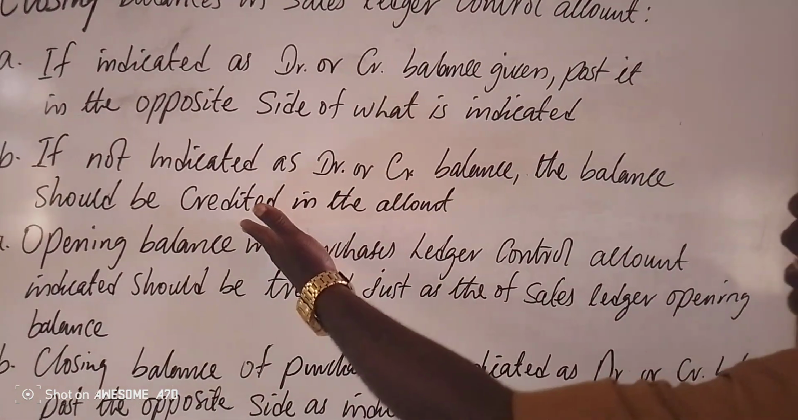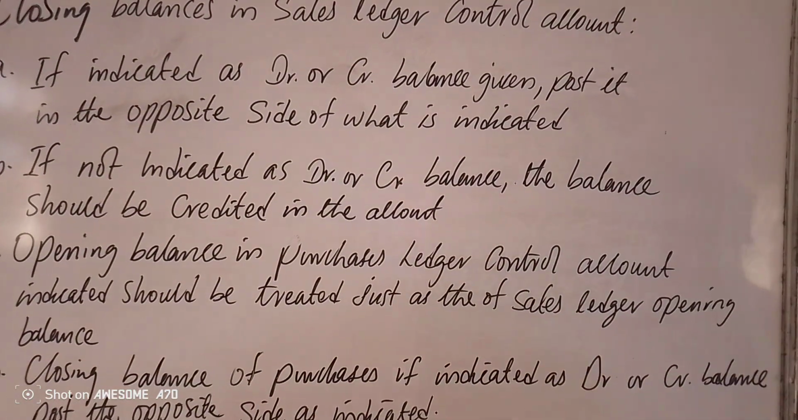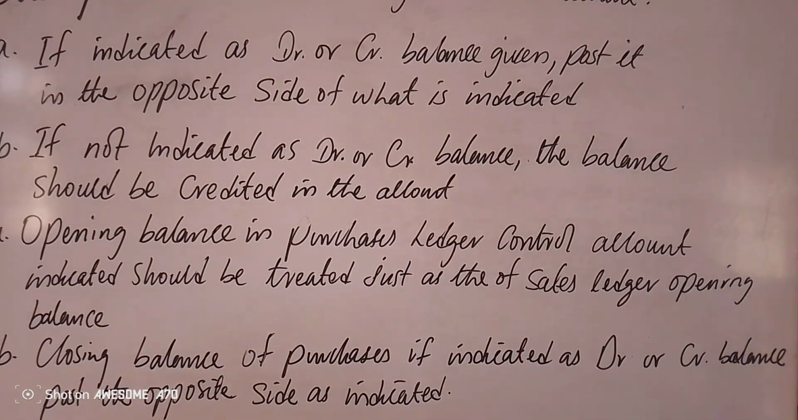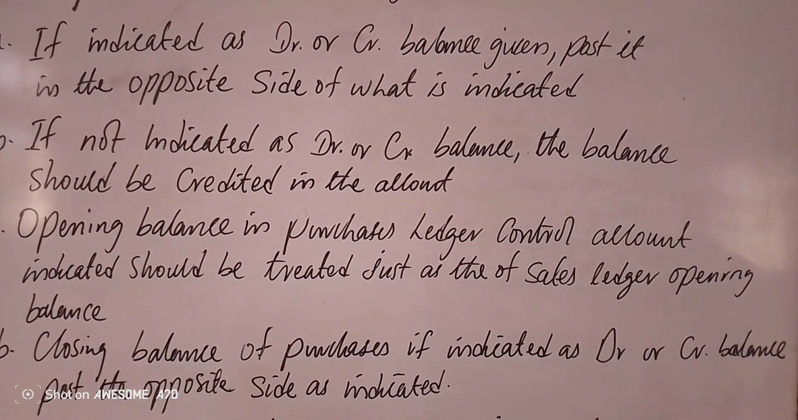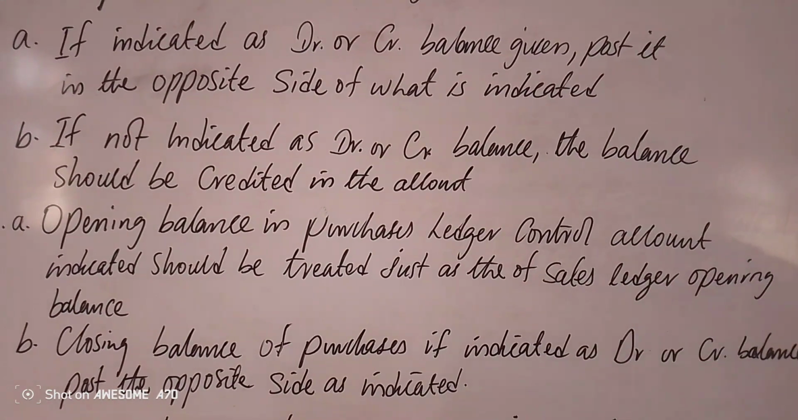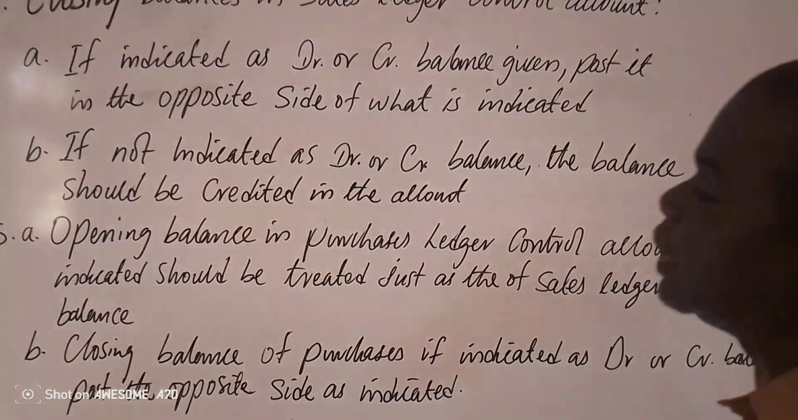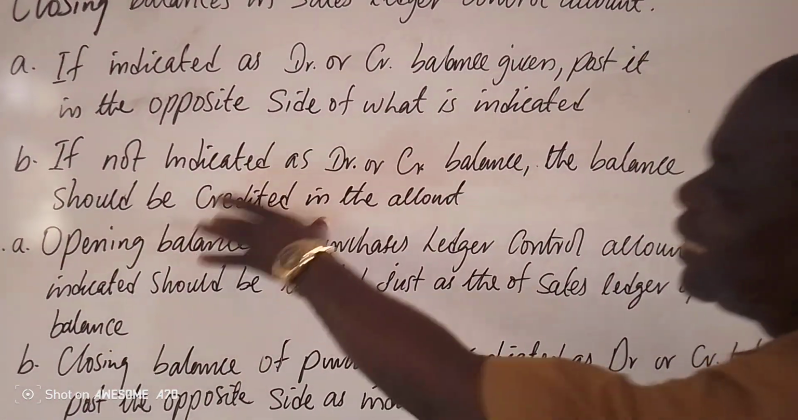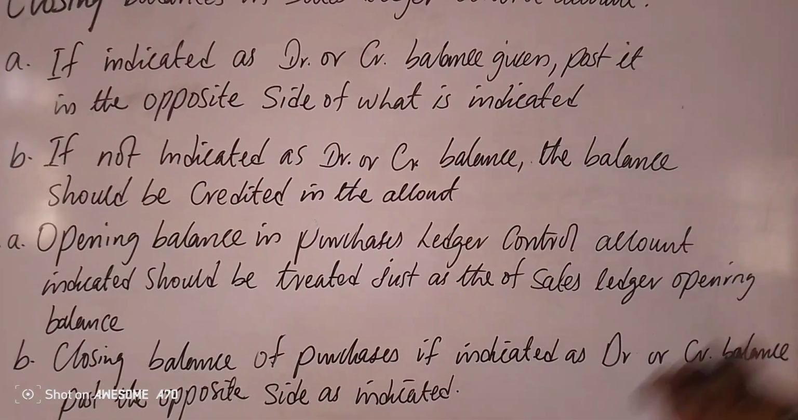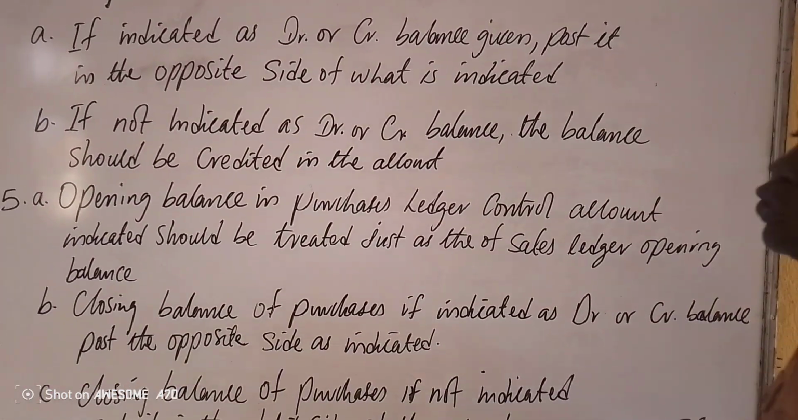So if the closing balance of sales ledger, which is account receivable, is not given, it means as an asset, any asset balance carried down is credited. And that is why, if the carried down balance is not indicated, don't forget that you are posting it in the credit side of sales ledger control account or account receivable control account.